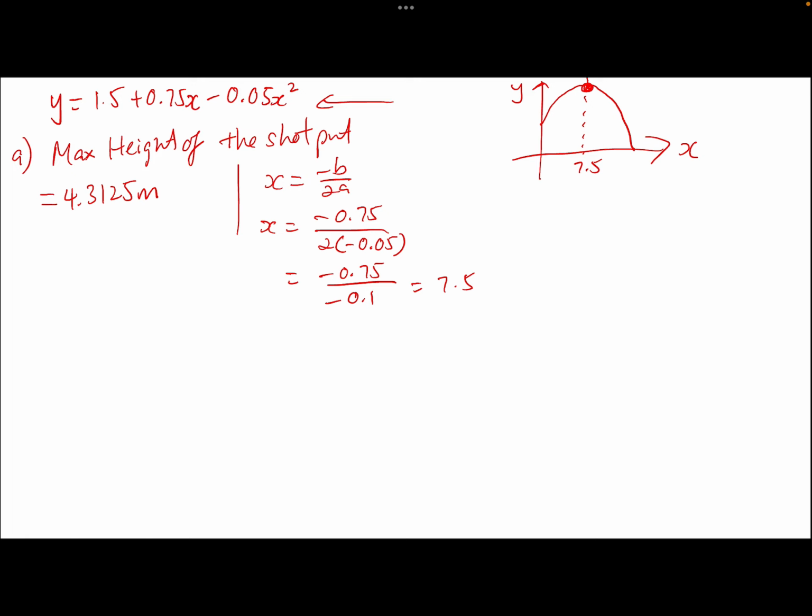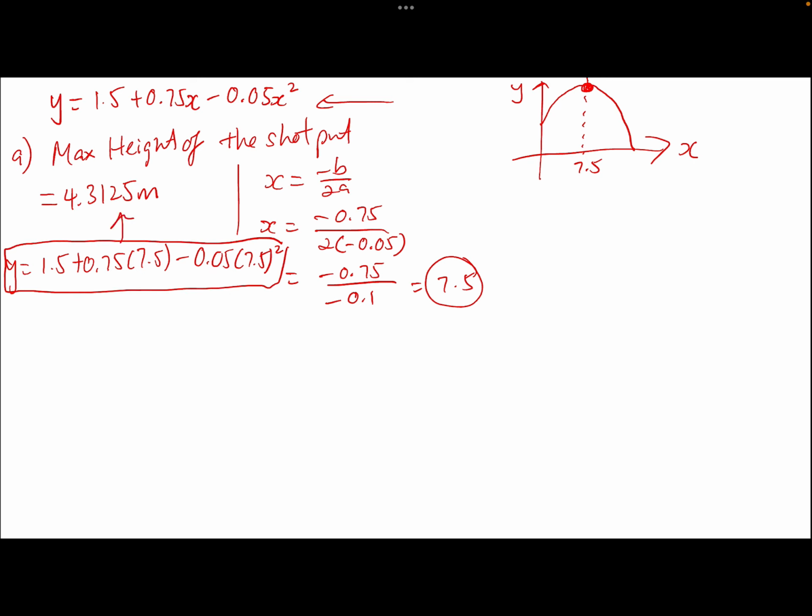Now, if you want to find the y value, you could just substitute this value into the equation, and you subtract 0.05 times 7.5 squared. All you need to do is put this onto your calculator, and you should get the same answer of 4.3125. Pros and cons, I think AA would definitely prefer the second way if it's a paper 1 question. The AI students would definitely prefer just graphing it and finding the maximum point. But I just want to show both ways. Now, part B asks for the equation of the axis of symmetry.